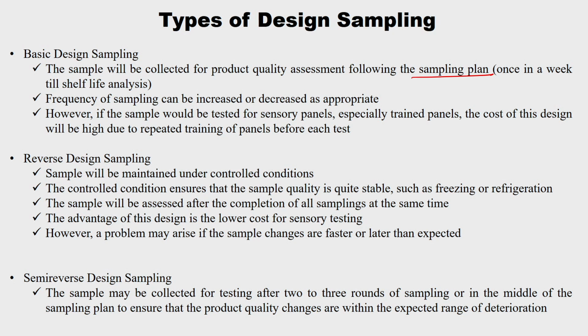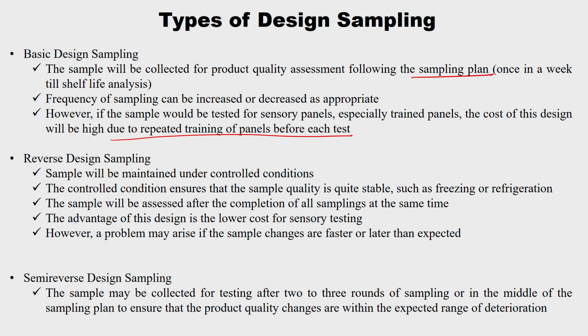Normally, it is once in a week till the shelf life analysis. But the basic design sampling is a bit expensive because the sample would be tested for sensory panels, and especially trained panels. The cost of this design will be high due to repeated training of the panels before each test. So, once in a week I will take a sample and do all the analysis. So, each week the persons have to be trained for sensory analysis. In that way the cost of this sampling is high.